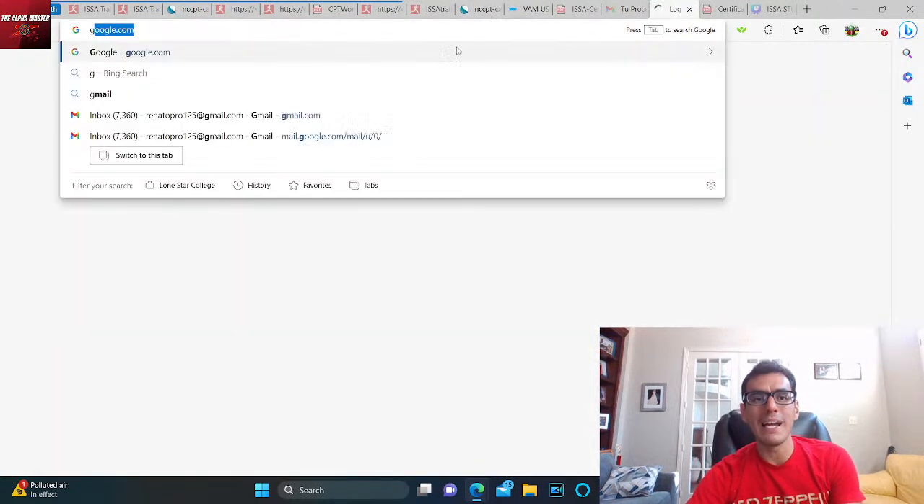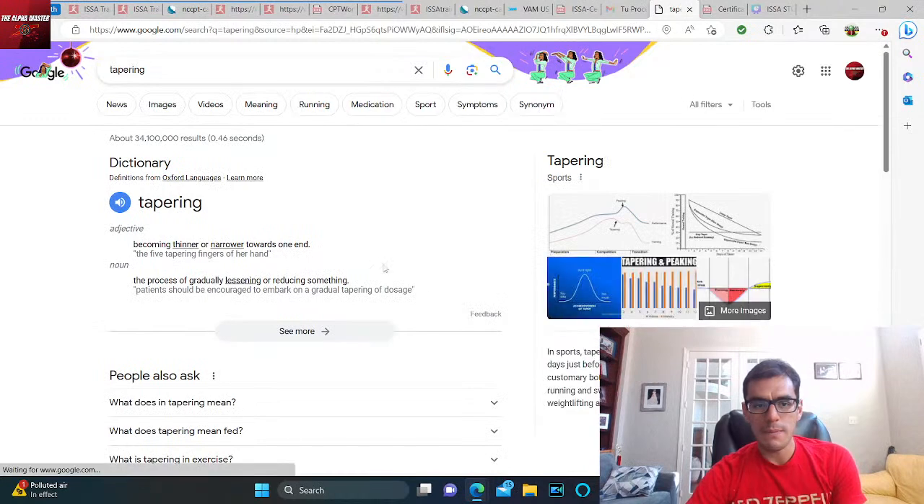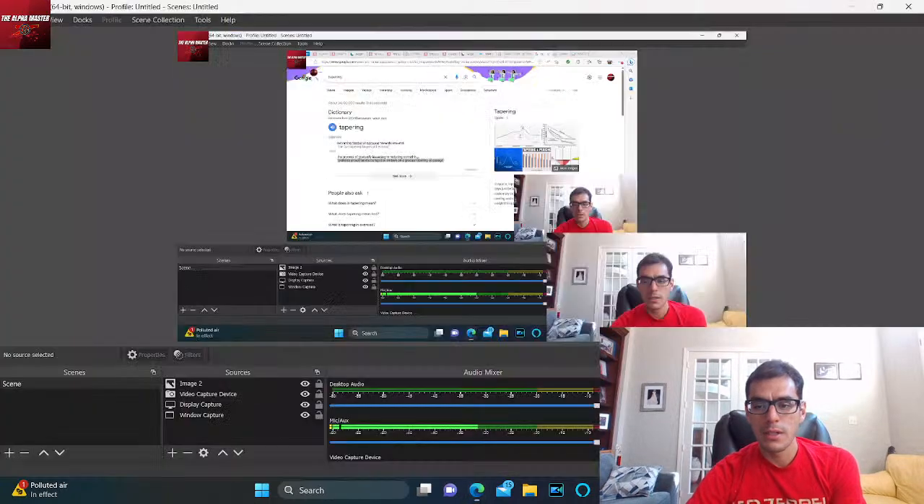I'm going to look at it right now. What is tapering? Tapering is going to be the process of becoming thinner or narrower towards the end, the process of gradually lessening or reducing something. That's going to be tapering.